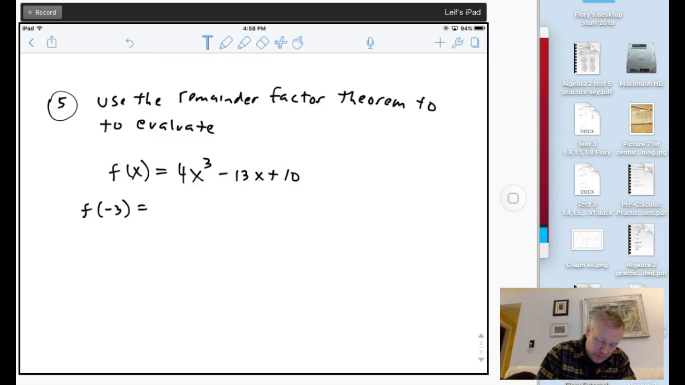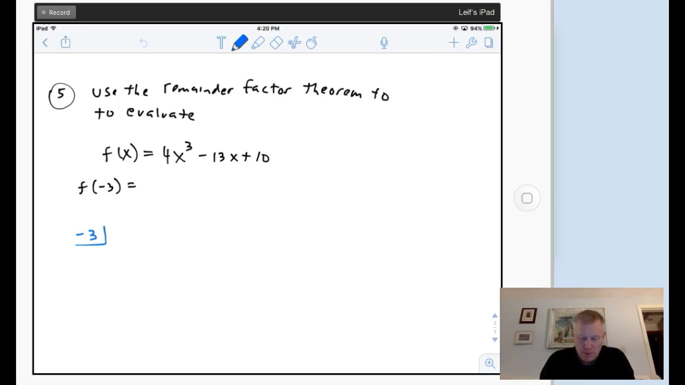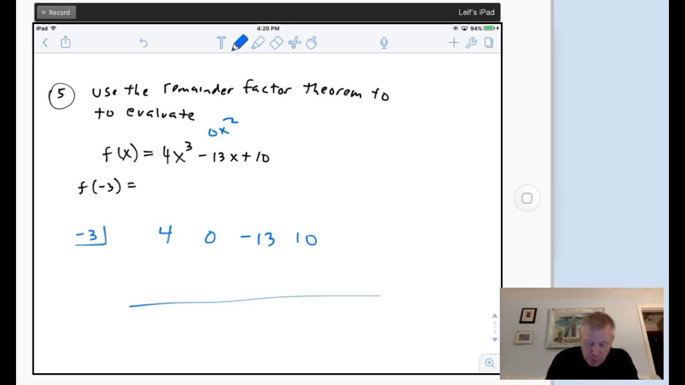Okay, so I'm going to take -3 over here. I'm going to use my coefficients here. I got a 4. I got no x squared. So I'm going to use the remainder theorem to evaluate f of x equals 4x cubed minus 13x plus 10. So I'm going to do synthetic division. It's important to notice that there's no x squared up here, so I'm going to put a 0 in there for that. Okay, so I got 4, 0, -13, and 10. It's super important to put that 0 in there if you're missing any of the exponents going down.